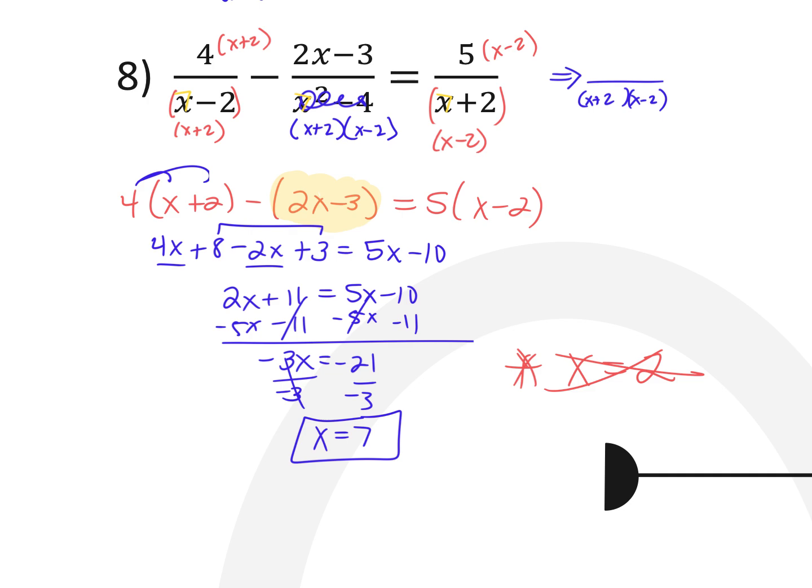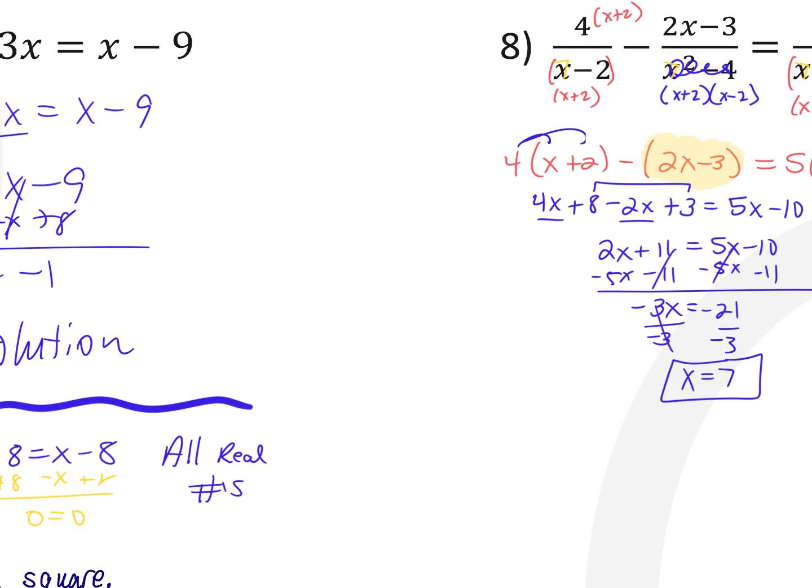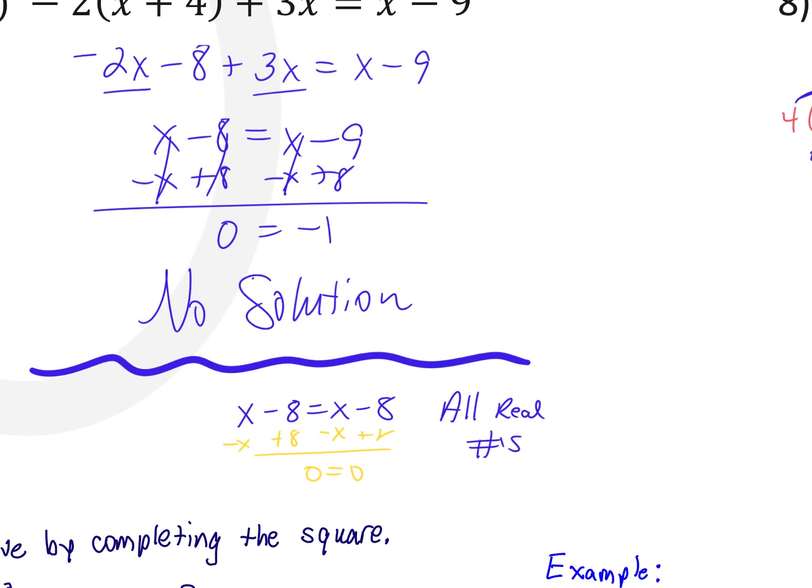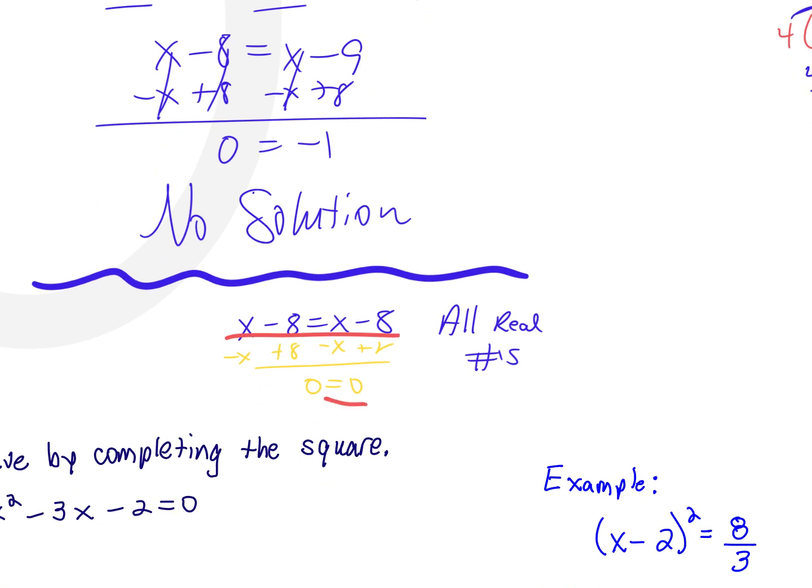Yes, ma'am? Why would the answer be all real numbers? When the left-hand side of the equation is exactly the same as the right. So like here, do you see how x minus 8 equals x minus 8? That means anything you plug in for the x on the left-hand side is going to make the right-hand side true. If you go ahead and solve it, you get 0 equals 0.